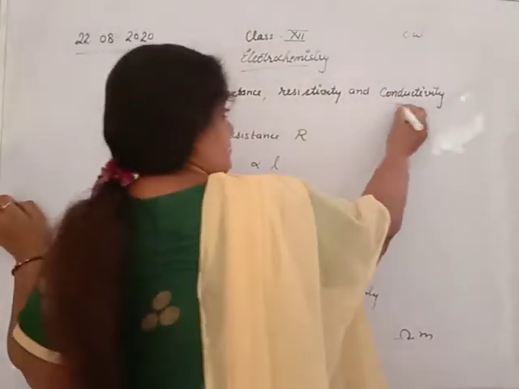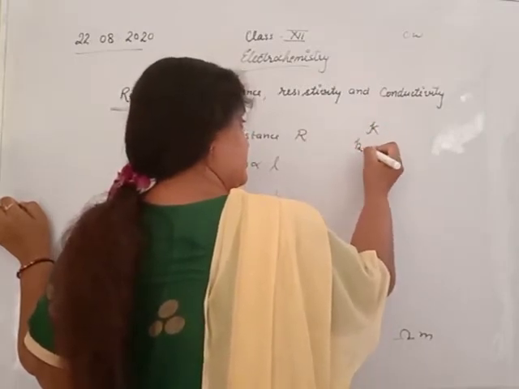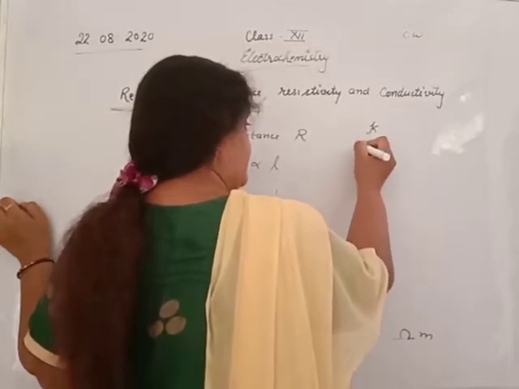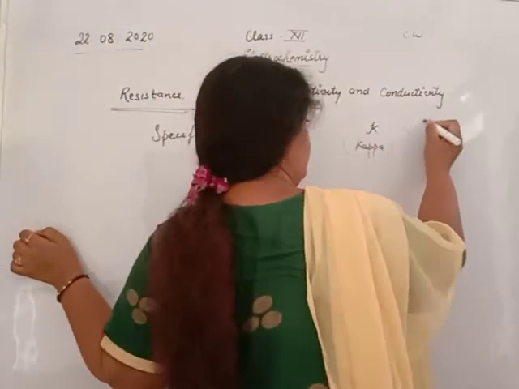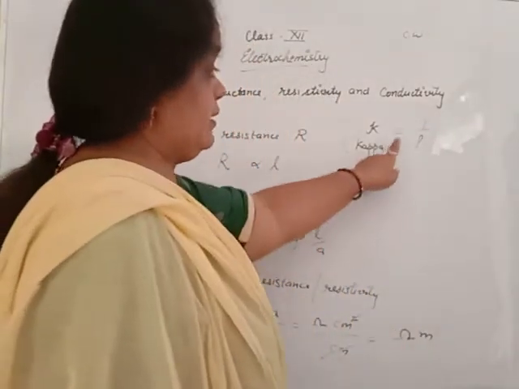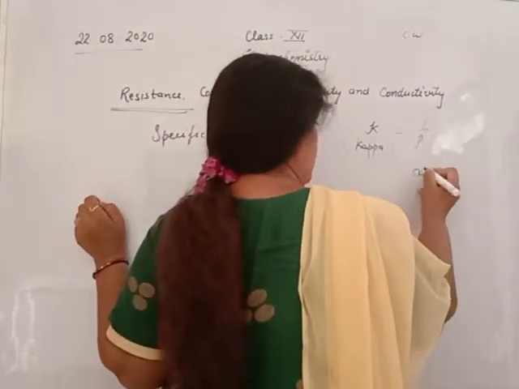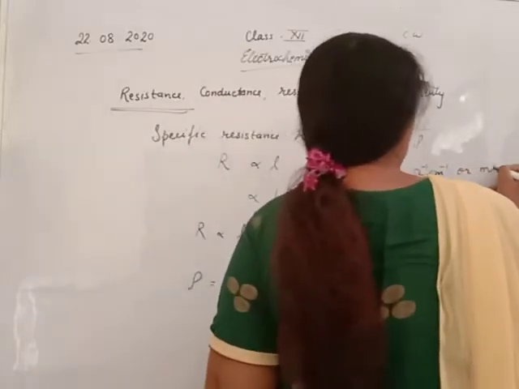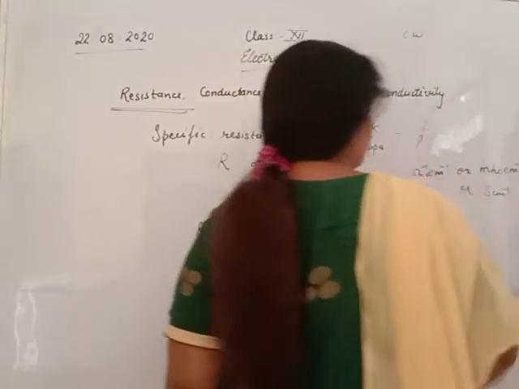Again, conductivity is represented by kappa. It is the reciprocal of resistivity, not inversely, but reciprocal. The unit of conductivity is ohm inverse meter inverse, or ohm inverse centimeter inverse, or we can say mho centimeter inverse, or Siemens centimeter inverse.